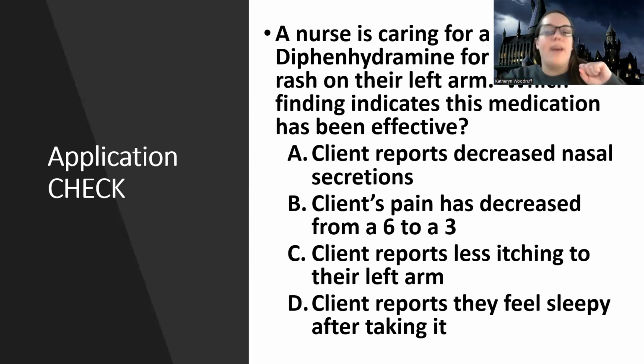So I'm going to go ahead, test taking strategy. I'm going to cross out D because I'm not really hoping for them to be sleepy. I also don't think it has anything to do with pain. So I'm going to cross out B as well. So then I'm down to that they have decreased nasal secretions or they report less itching.